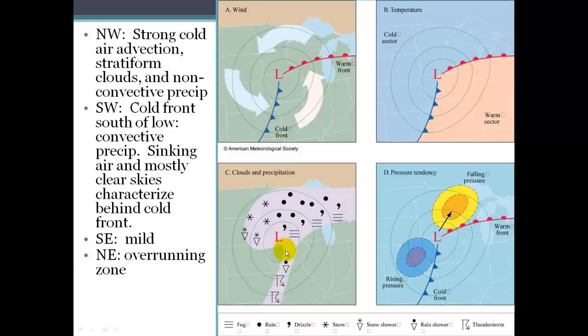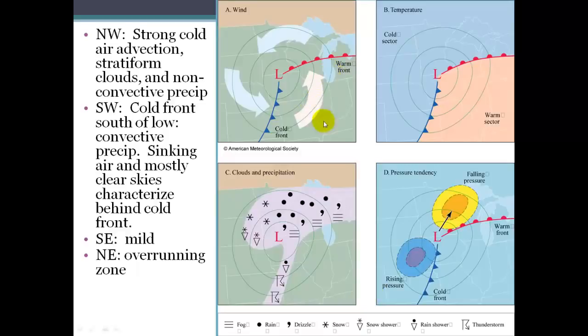The squall line is just a line of thunderstorms that literally is just right in front of that whole cold front. So this is our cold front, and then behind the front we have cold air, and it's mostly sinking air, so clear skies, cooler temperatures, and rising pressures behind that cold front.